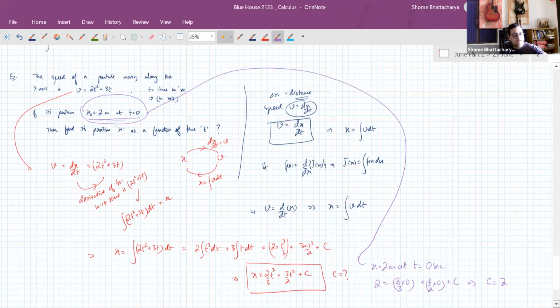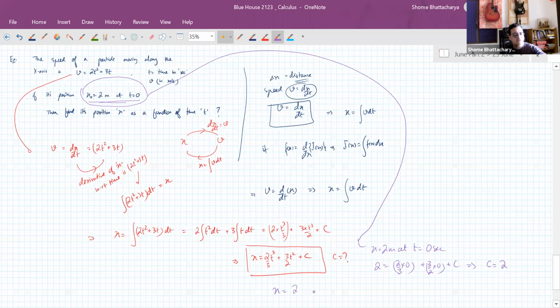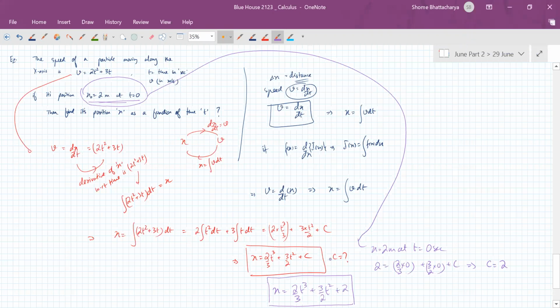After substituting the value of c, the function of x that we are getting satisfies both properties. That is, its value at t equal to 0 is equal to 2, and also its derivative, which is the instantaneous speed dx by dt, is equal to what is given to us, 2t square plus 3t. Okay, is this clear? Yes, sir. Okay, so just make a note of this quickly.